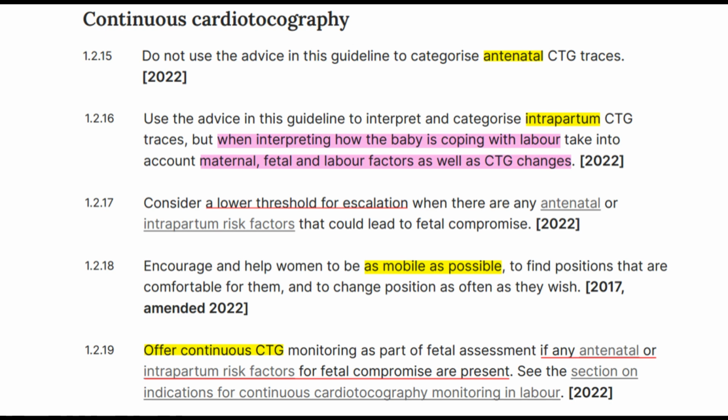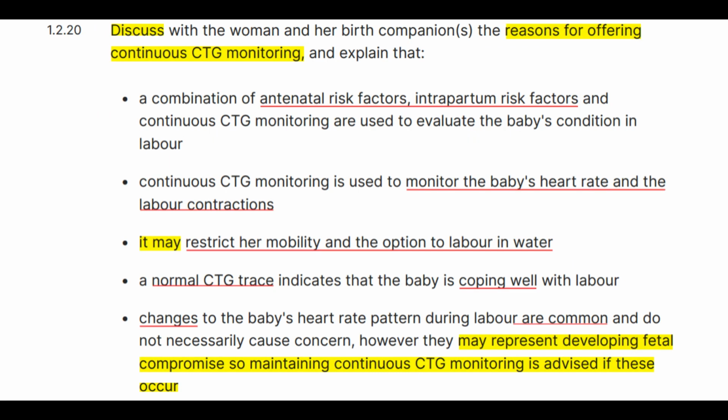Offer continuous CTG monitoring as part of fetal assessment if any antenatal or intrapartum risk factors for fetal compromise are present. See the section on indications for continuous cardiotocography monitoring in labor. Discuss with the woman and her birth companions the reasons for offering continuous CTG monitoring and explain that a combination of antenatal risk factors, intrapartum risk factors, and continuous CTG monitoring are used to evaluate the baby's condition in labor. Continuous CTG monitoring is used to monitor the baby's heart rate and the labor contractions. It may restrict her mobility and the option to labor in water.